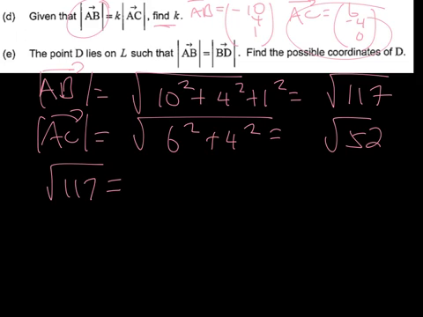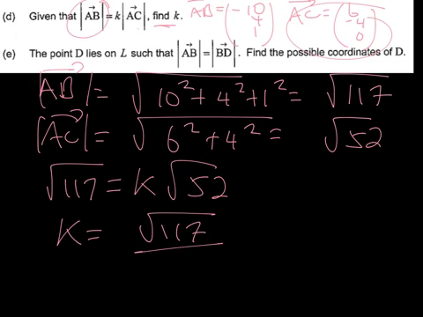So we know, therefore, that AB, which is root 117, is going to be k multiplied by the magnitude of AC, which we're saying is root 52. Therefore, k is going to equal root 117 over root 52, which is going to give you a value of plus or minus 1.5.